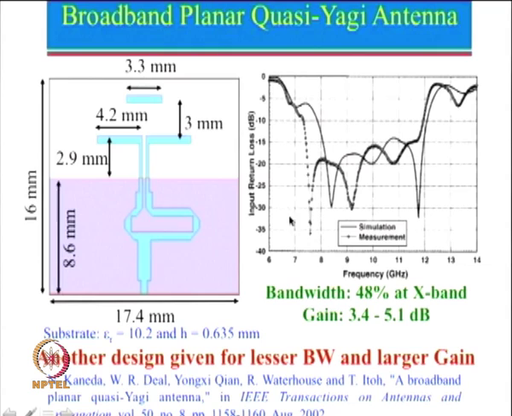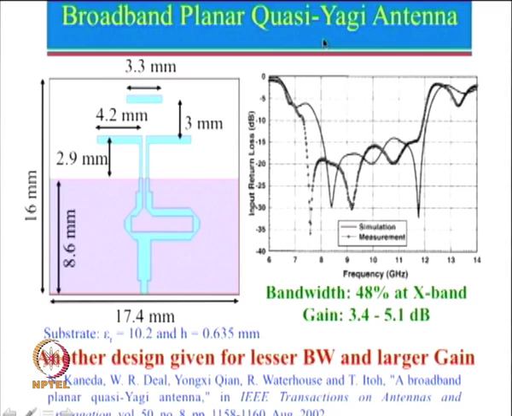So today we will talk about Yagi-Uda antenna, how these are modified to obtain broad bandwidth. So we will start with the first configuration, which is a broadband Quasi-Yagi-Uda antenna. So let us see why we call it a broadband quasi. So let us start with the presentation. So we are starting with the broadband planar Quasi-Yagi antenna.